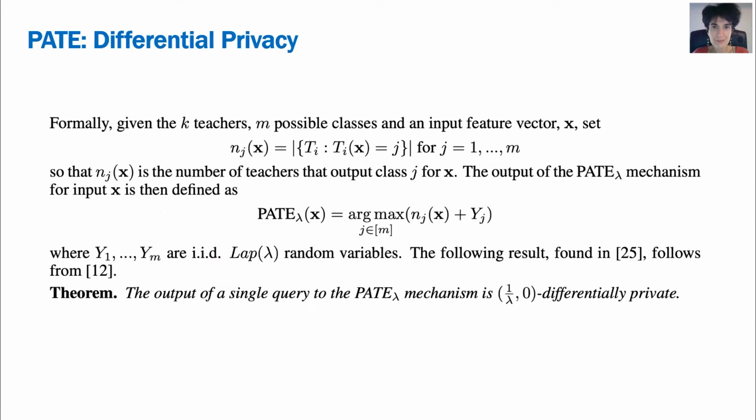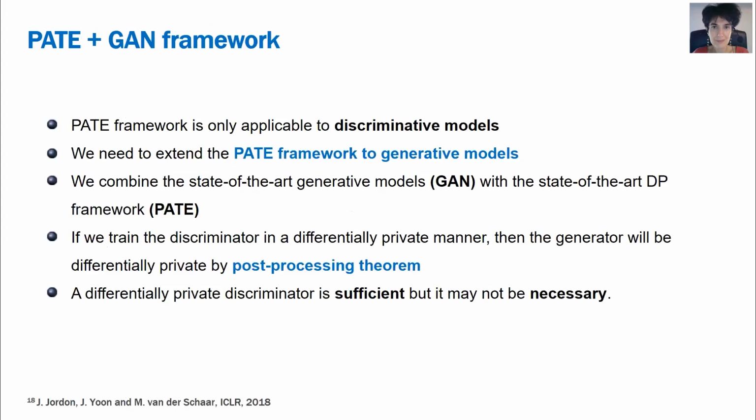What I'm showing here is the formal framework of PATE, where T_i is the teacher and n_j is the count of votes for each class. PATE-lambda is the noisy aggregation procedure, and with Laplace random variables, we can achieve 1 over lambda differentially private predictive models through the PATE framework. Now we have a procedure to make differentially private discriminative models using PATE.